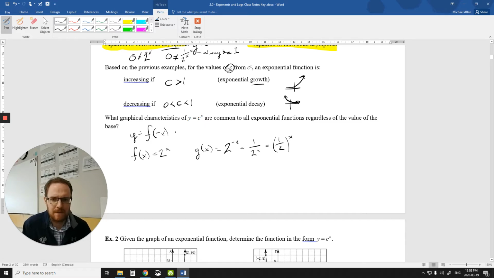But what graphical characteristics are the same? That's a little bit beside the point, but we have domain, we have range, we have x and y intercepts, and our asymptotes. They're all the same.